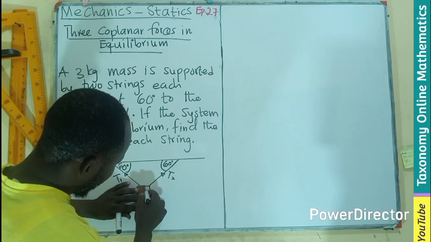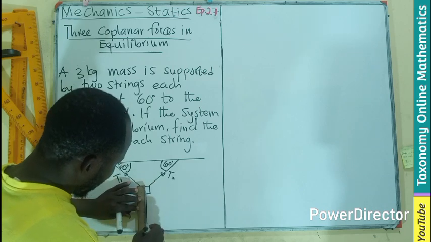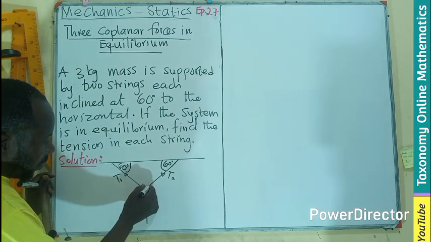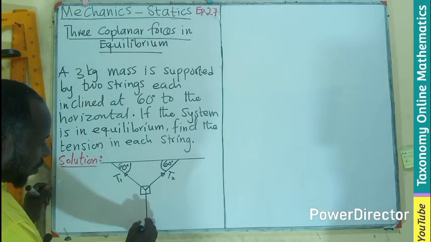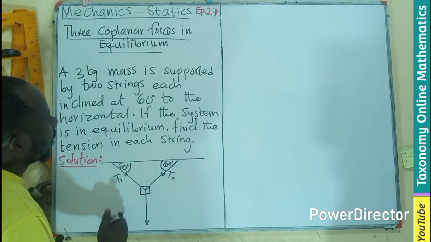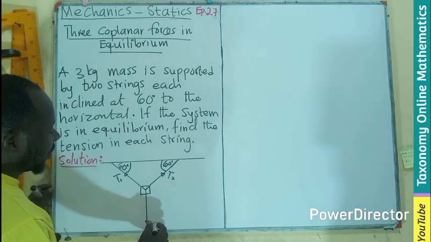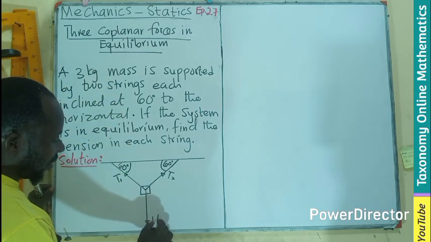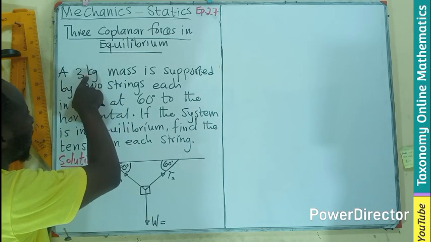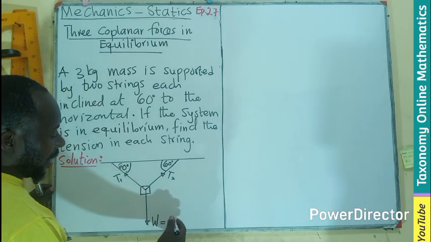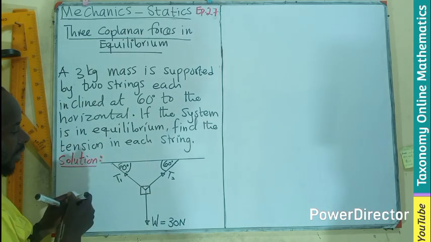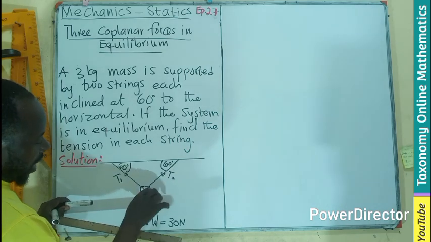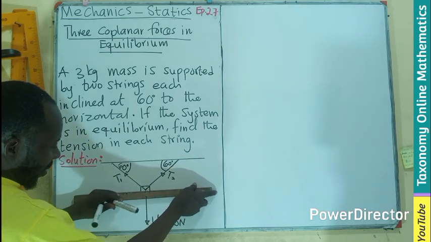Let me just use, so let's draw this. All right. So the weight will also be going down, and the mass of the body is, so let's say this is the weight, and the mass of the body is 3. So 3 times 10, that will be 30 Newton.